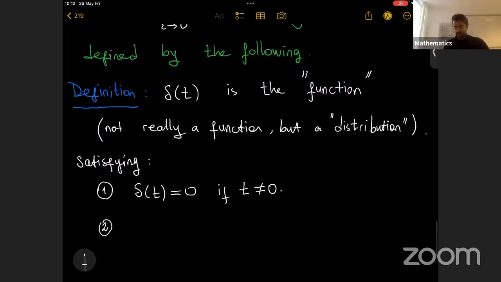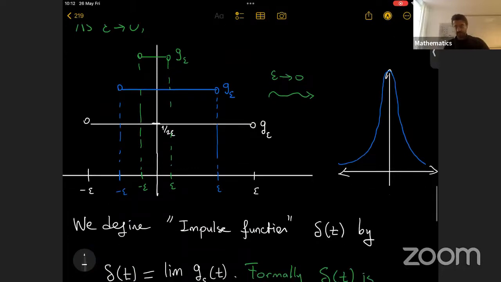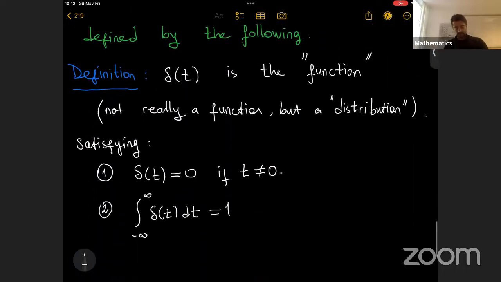And the second property is the integral from minus infinity to infinity of delta(t) dt. The integral will be 1, right? This is what you see from the picture as well. The integral of g epsilon is always 1, so the limit will be 1 as well. The limit of the integrals will be 1 as well. So with these two properties, we define a distribution.